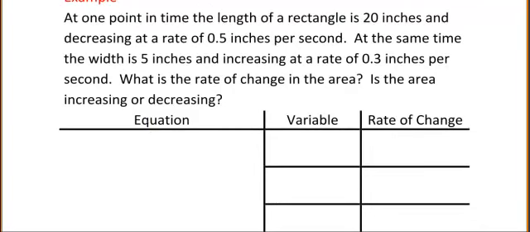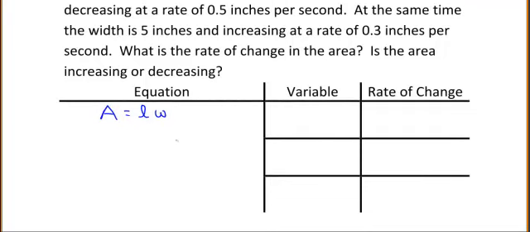Let's start by looking at the equation, and of course that's area is equal to length times width. Now in this relationship we have three things that are changing, three variables. We have A, we have length, and we have width. So let's list those variables and what we know about them. The length is equal to 20. The width is equal to 5, and the area, well, we know that would be 100.